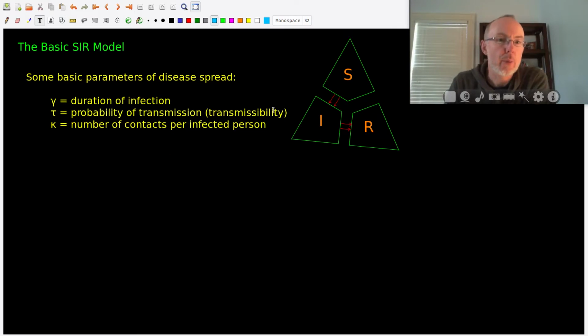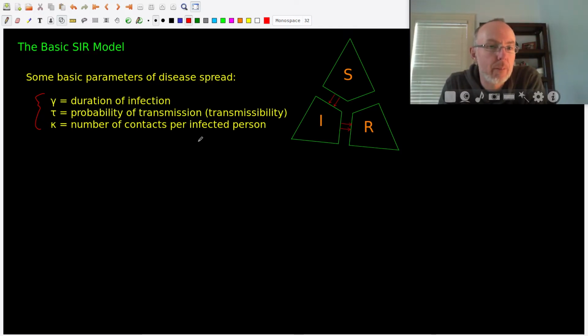Okay, so three key quantities we need to know to be able to quantify how a disease is spreading in a population are given here. The first one is the duration of infection, and that's pretty straightforward. If you get the disease, what's the average length of time that you would expect to be sick? So for COVID-19, that seems to be about 14 days. It seems to be about 2 weeks is what people are estimating.